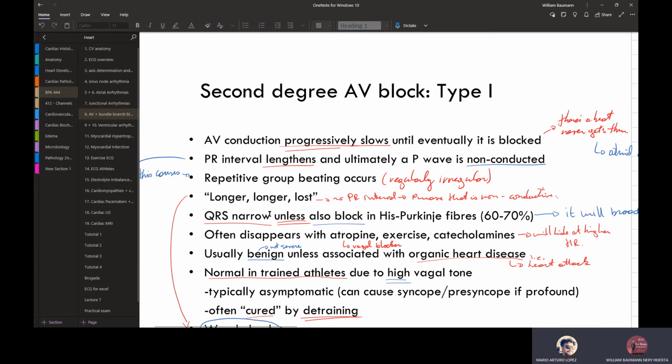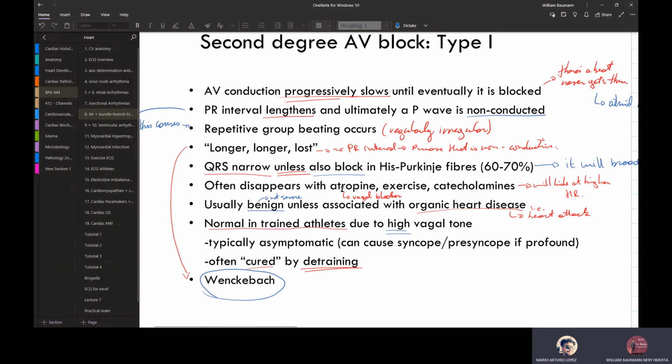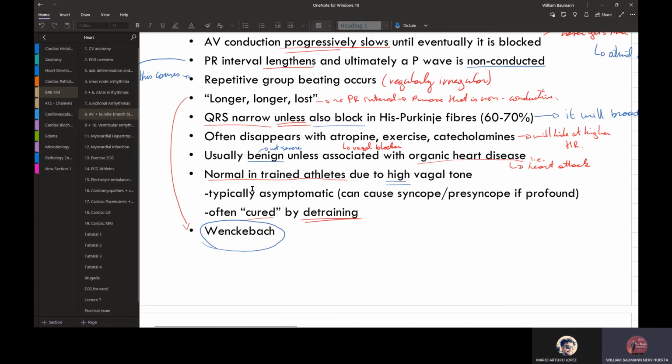The QRS is narrow unless the block is also in the bundle of His or Purkinje fibers. Often this appears with atropine, a vagal blocker, or exercise or catecholamines. It is usually benign, unless associated with organic heart disease. Normal in trained athletes as well, due to that high vagal tone.